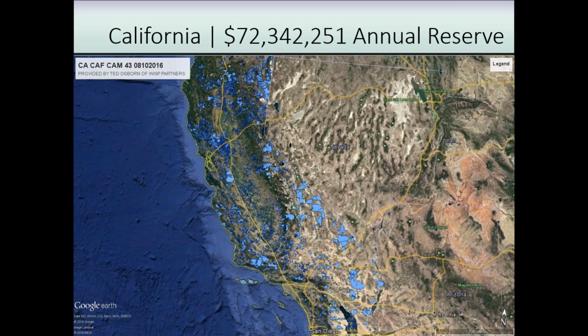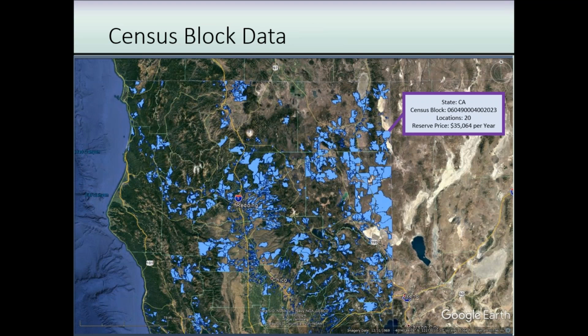This mapping will help you to determine what's available in your area of interest, where you might want to place a bid. In California, the reserve amount is $72 million, and that's for about 72,000, I think 76,000 locations is correct. Next slide, please. We're going to drill down just a little further.